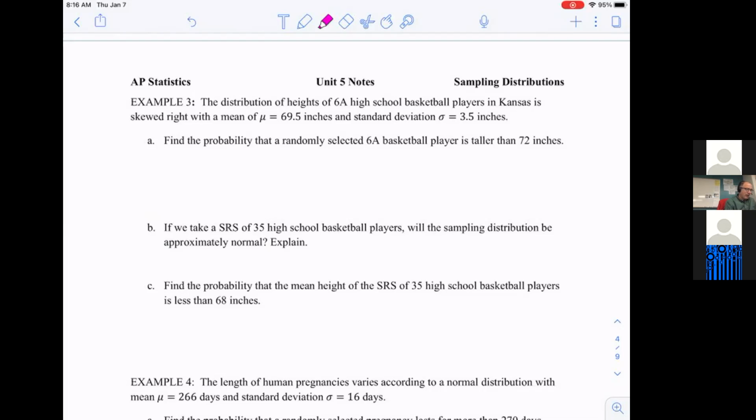Here we go. Find the probability the randomly selected player is taller than 72 inches. If we go through the process, it's a probability: the probability that x is greater than 72. If we draw that out, we have our mean, our middle, marked at 69.5. We're talking about a 72-inch player, so there's 72.